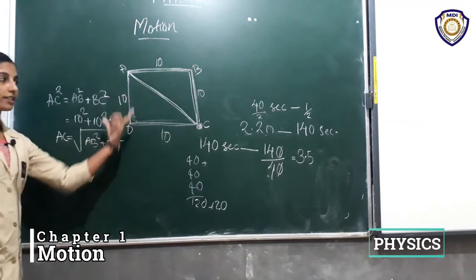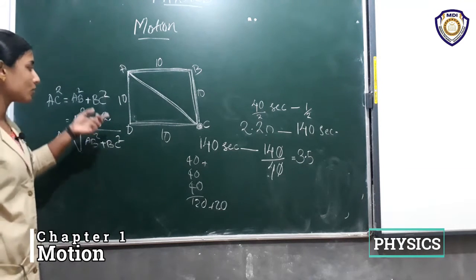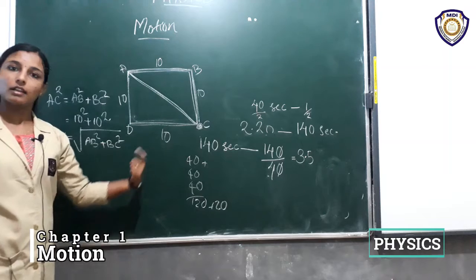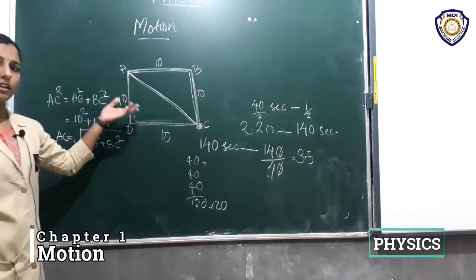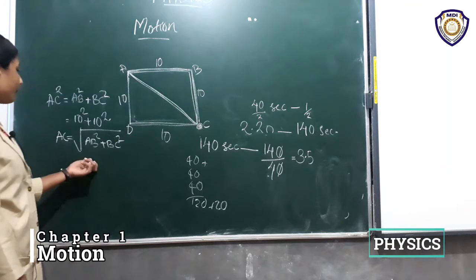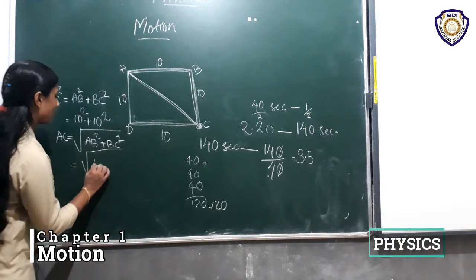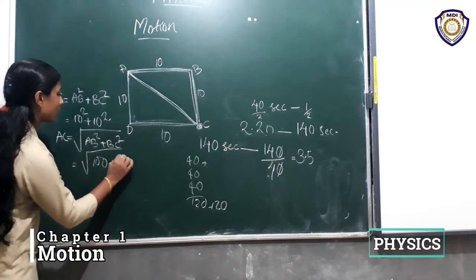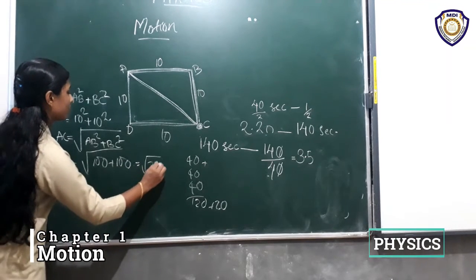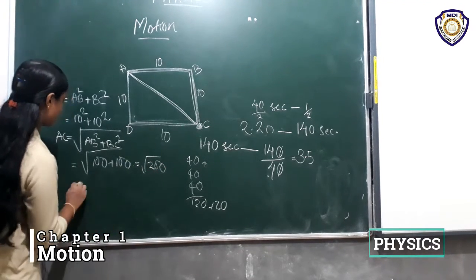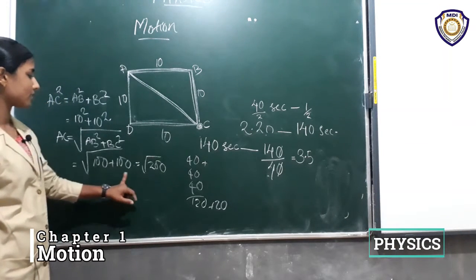Hope you all understand these things, because this is mathematics. I think you might have studied this in your smaller classes, in 7th or 8th class, right? So what is the value? Root of 100 plus 100, that is equal to root of 200, that is equal to what? What will be the answer?